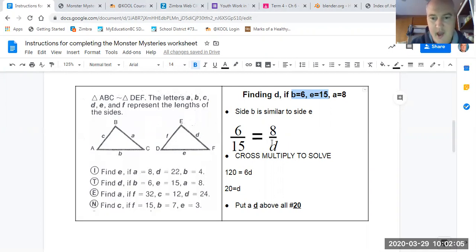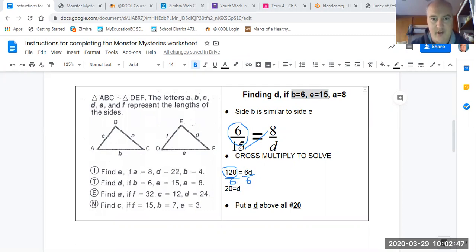And likewise, where I have the D, which is at the bottom of my fraction, the denominator, I need to put the E, because D and E are in the same triangle together. I need to put that number down below. So at this point, once again, it's as simple as cross multiplying. 15 times 8 is going to give us 120. And then I'm going to divide by the leftover number, which is 6. What I end up with is 120 divided by 6 is 20. That is the answer to this question.